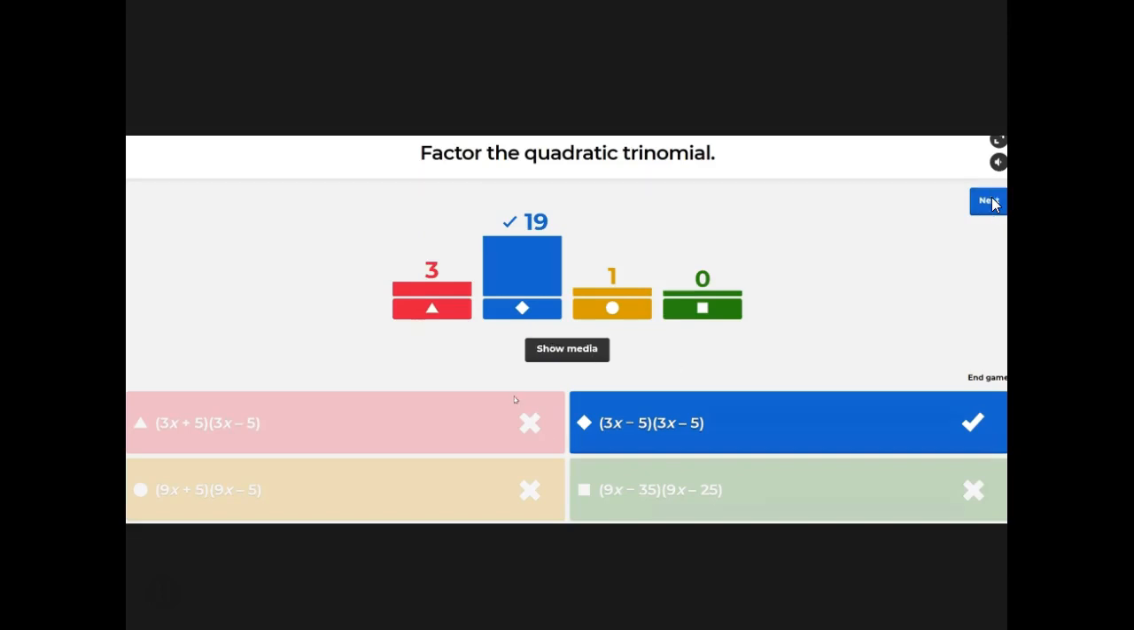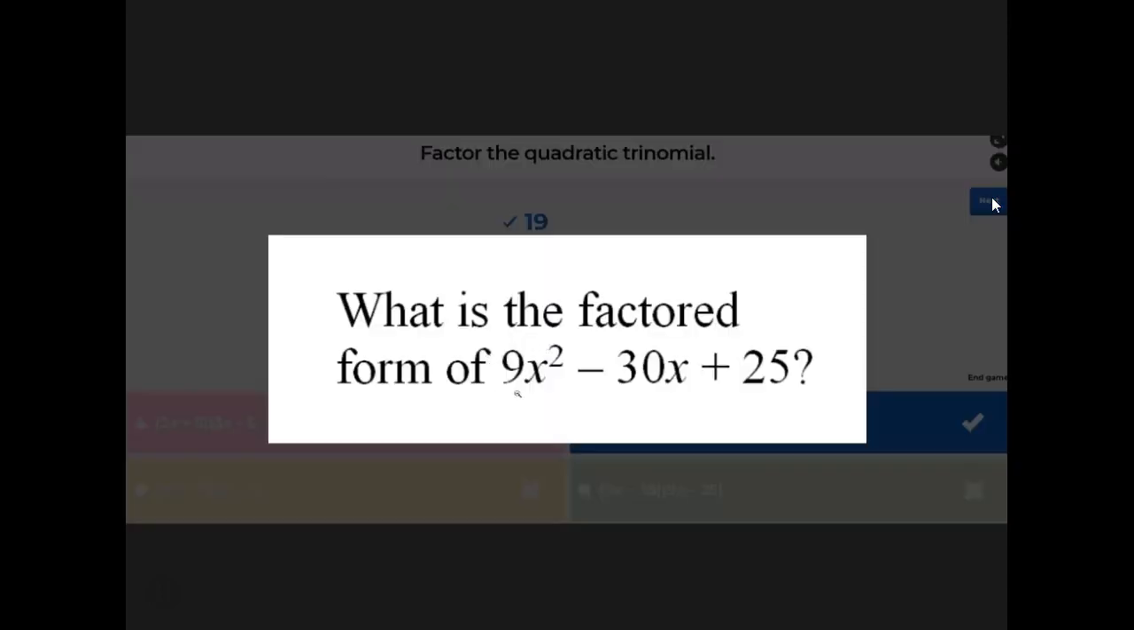Good. So this is what we call a perfect square trinomial. A perfect square trinomial is where you have a perfect square at the beginning, a perfect square at the end, and the square root times 2 of each equals the middle.